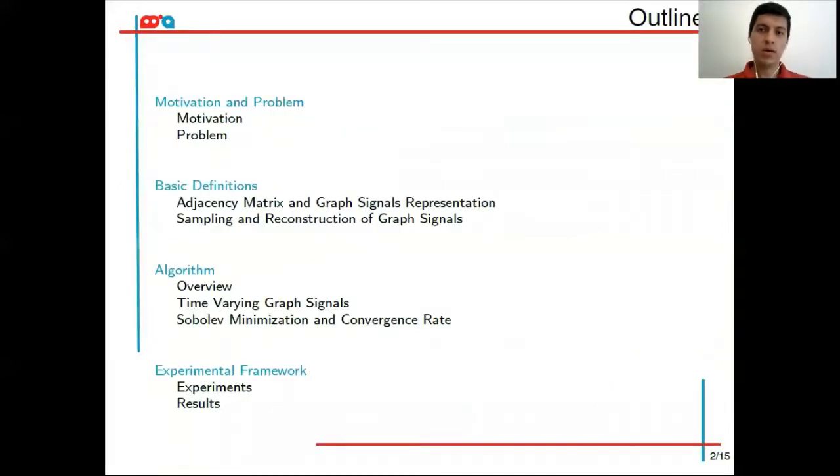Basically, the outline of the presentation: we are going to talk about the motivation and the problem, some basic definitions in graph signal processing, the algorithm overview, time-varying graph signals, and the Sobolev norm of time-varying graph signals. Finally, we are going to talk about the experimental framework and the results.